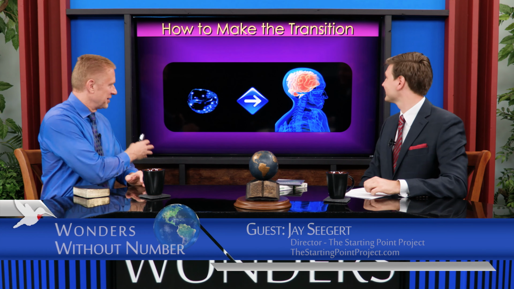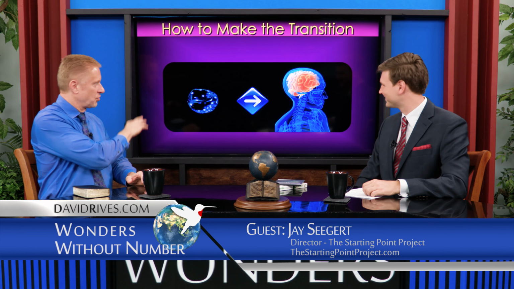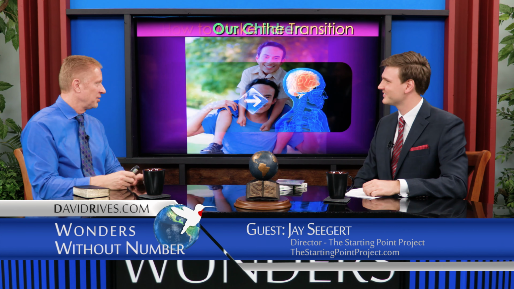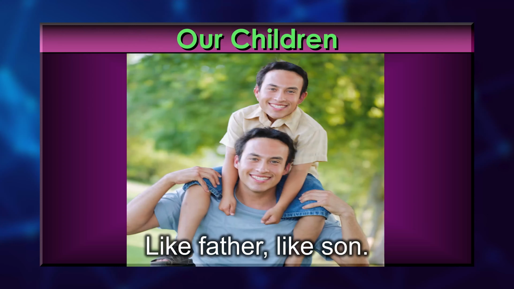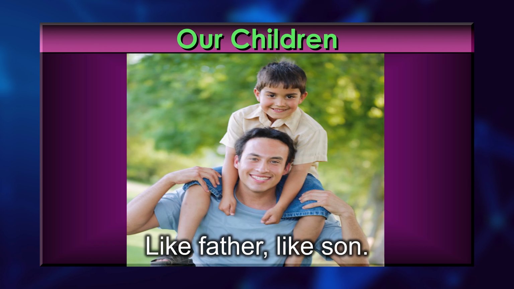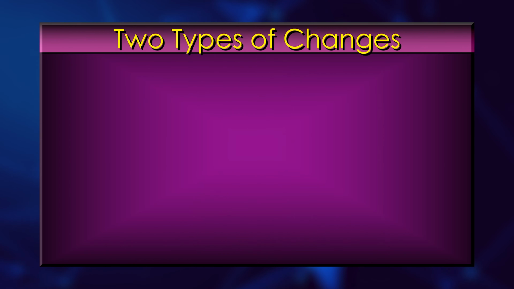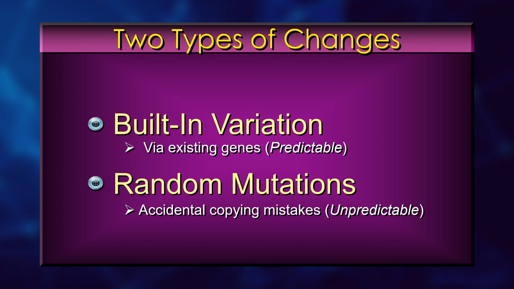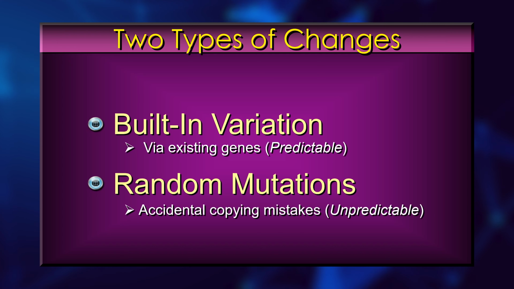So how do we get, in the evolutionary history, a single-celled organism to turn all the way into a human being? Well, when we have children, we don't come out looking exactly like our parents. There are some similarities. They might have similar hair color, similar eyes, things like that, but there are changes that occur. We know that happens. For example, we have two types of changes. We have built-in variation, which has to do with our genes, and we have random mutations. They're copying errors. When DNA gets replicated, mistakes happen.